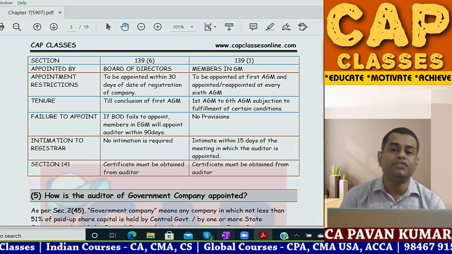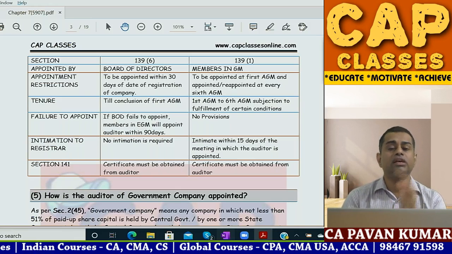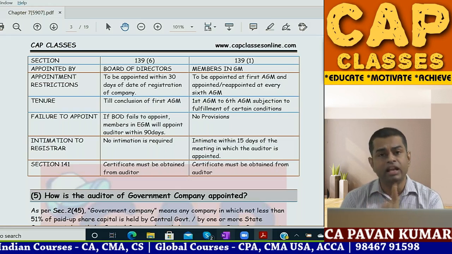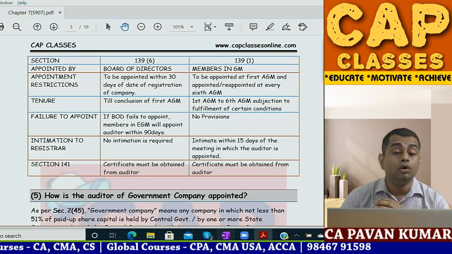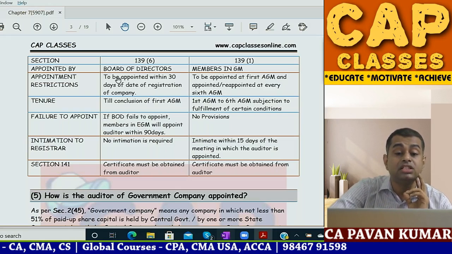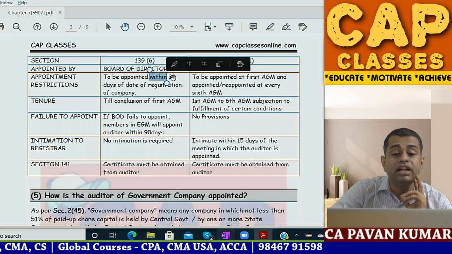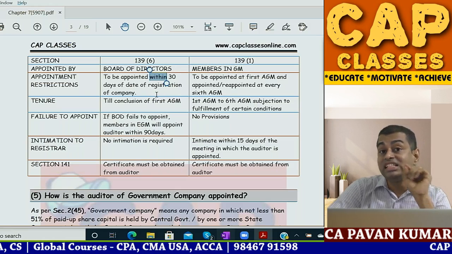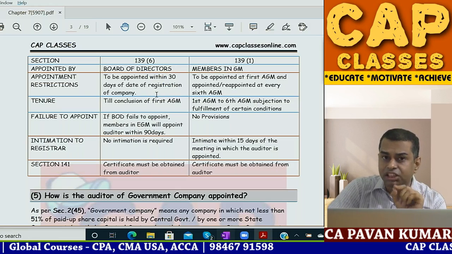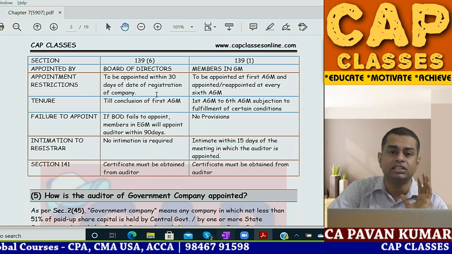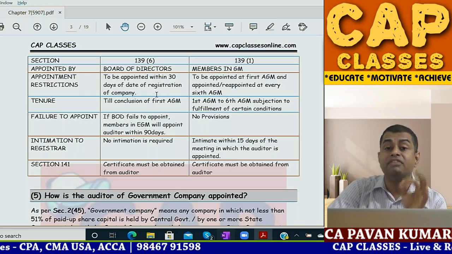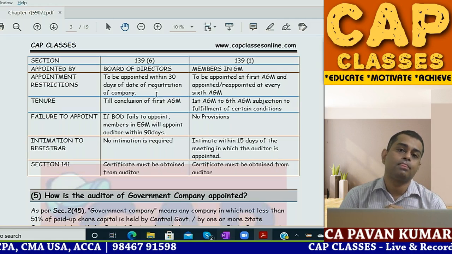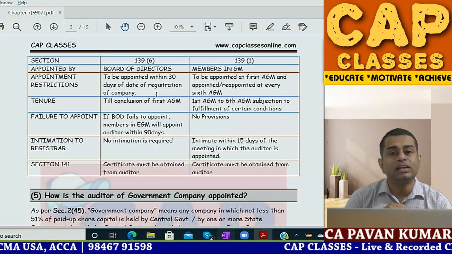So, who appoints the first auditor? Board of Directors. Who appoints the subsequent auditor? General meeting. In the annual general meeting or extraordinary general meeting, members will appoint. Then, what are the appointment restrictions? To be appointed within 30 days from the date of registration of the company. Date of registration, it is not the date of commencement of business. The first auditor shall be appointed within 30 days from the date of registration of the company. You understand? Then what about the subsequent auditor?